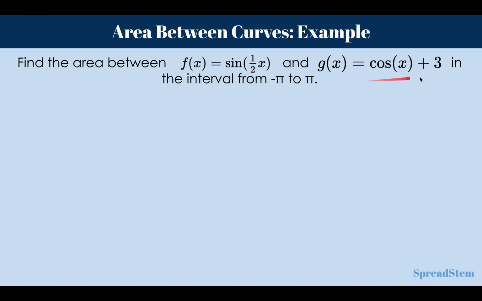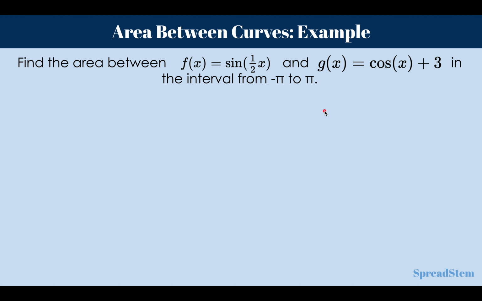We can see that in g of x, the maximum value is 4, because cosine's maximum value is 1, and 1 plus 3 is 4. But for f of x, the maximum value is only 1. So we can see that this function will always be greater than this function. When you look at it a little further.